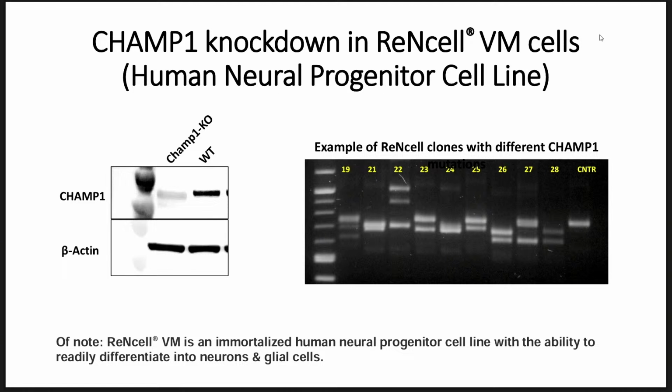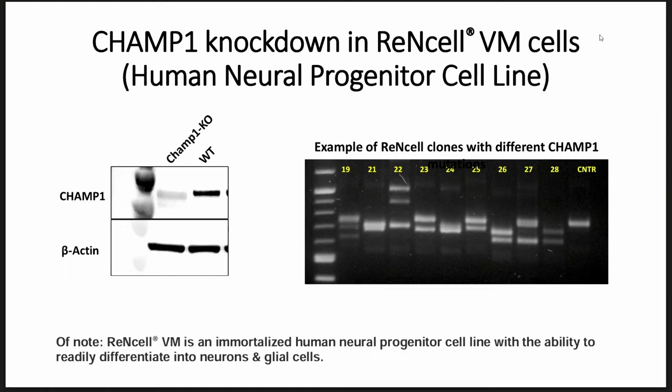You can see in another example, there are some clones, the last is control, and others have multiple bands, which just tells us that they have different mutations. Probably some in frame, some benign. We are sequencing them right now, and after we establish the mutations, we will perform cell culture studies for clones which have very low or no expression of CHEMP1.